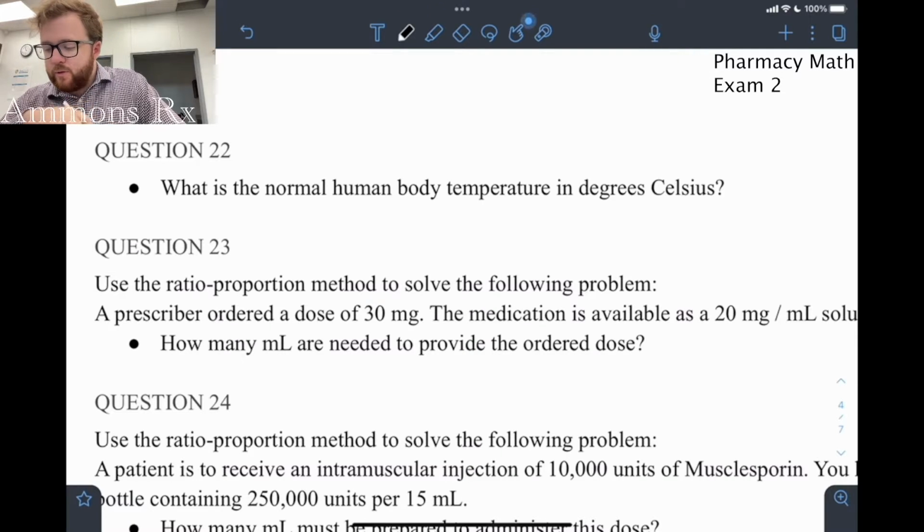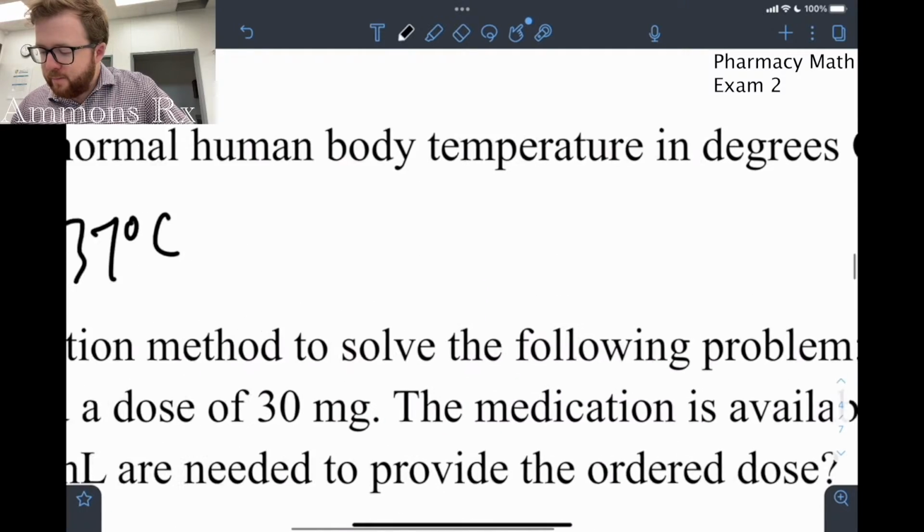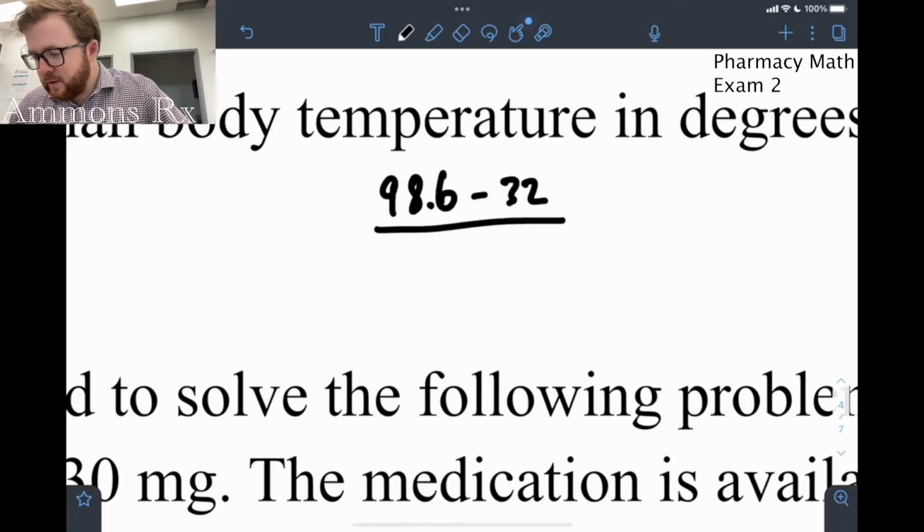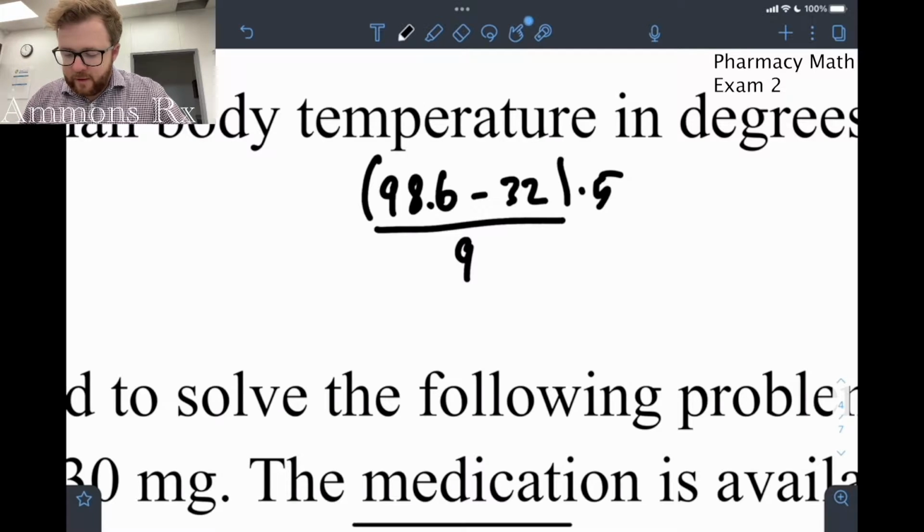Okay, so what is the normal human body temperature in degrees Celsius? This one might not be one that you have memorized, but if you have your Fahrenheit memorized, you have the option of converting it. But I have it memorized. I'm going to go ahead and put 37 degrees Celsius. But if we want to start from our 98.6 Fahrenheit, we can just convert that. 98.6 minus 32 divided by 9, and we need to multiply that by 5.